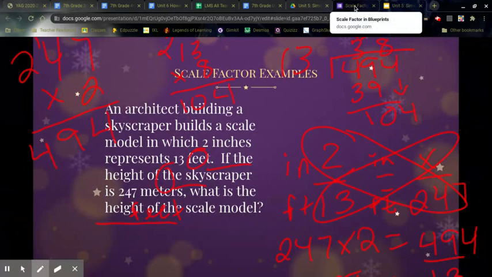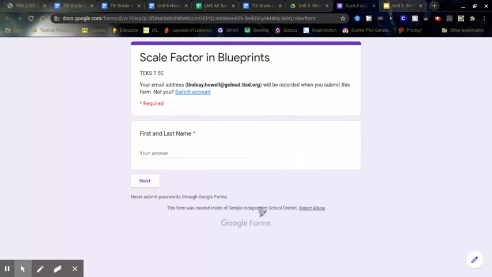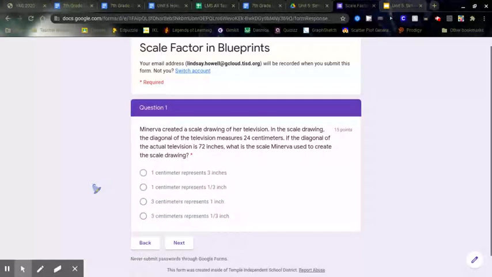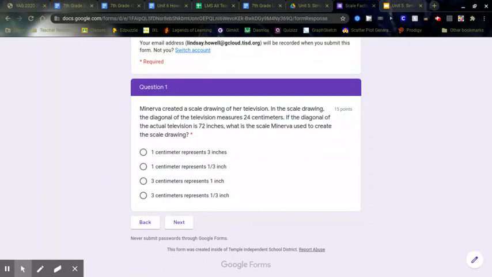So let me exit out of that. I'm going to take you over to the assignment. For the assignment here, you have to put in your name. So I'm going to put Miss Howell here. It is a Google form, and we did something like this before break, but I want to go over it with you. Then we're going to hit next. It's going to have different sections, so each question has its own section. For this first question, I'm going to go over it because I want you to know how to do it.